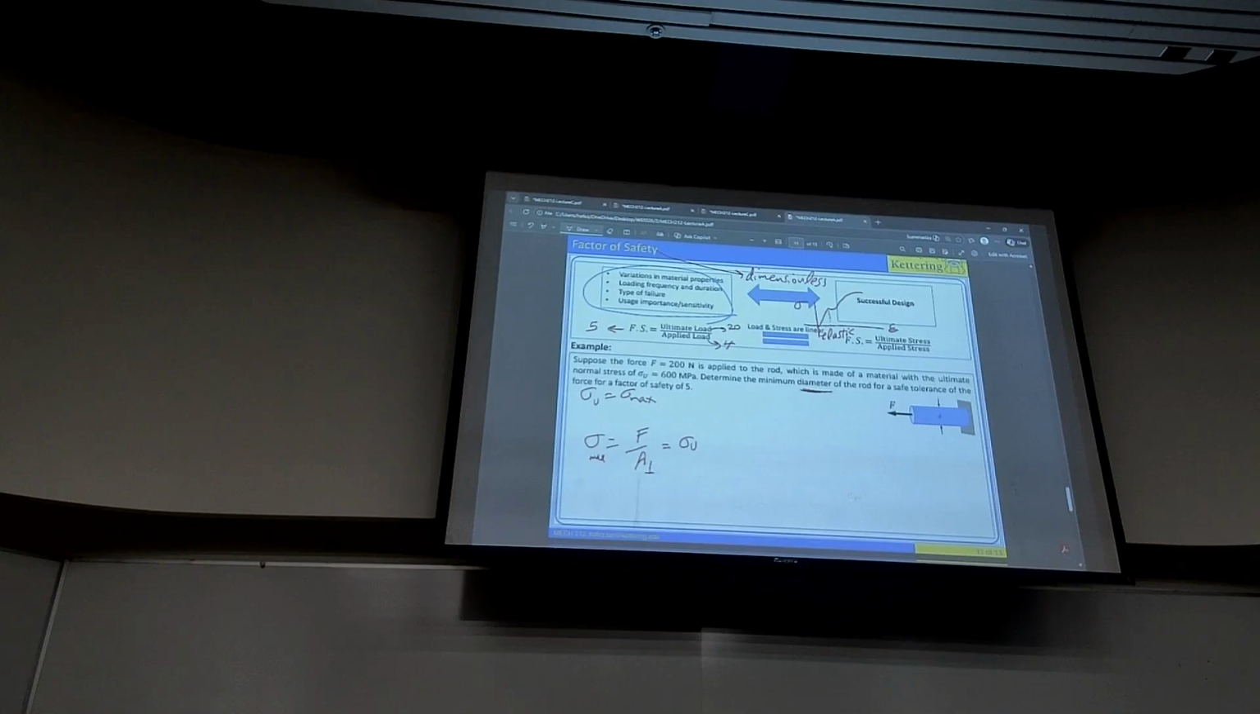Now, I'm helping her. By asking her questions, I want her to understand. Yes. 500, right? Is this what you said? 600, yes. 600 at max, that's sigma U, the ultimate. At max, 600 if the factor of safety is 1. If the factor of safety is 5, how much is it? 3,000? What did we do here?